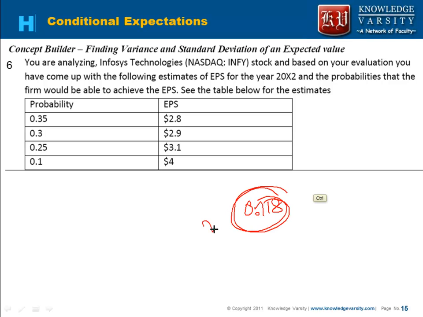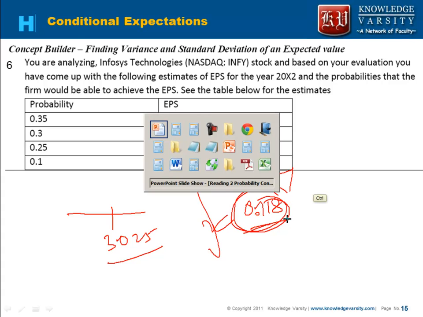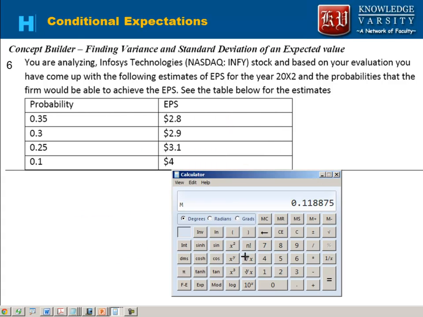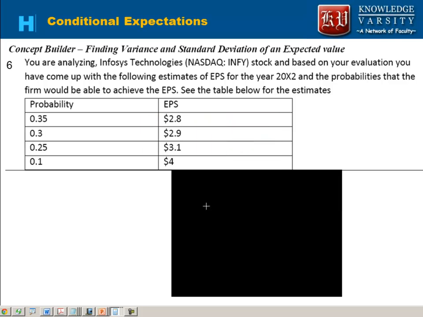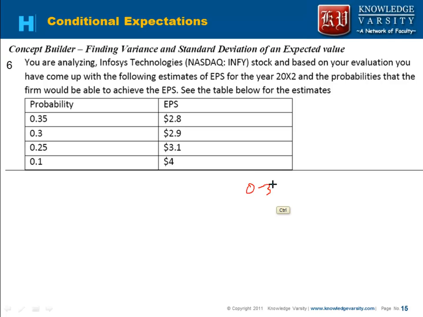So this is your variance. You are saying that the expected value is 3.025, but there is a variance of 0.118, and if you take the root, it will be your standard deviation. So you can take this root, and the standard deviation comes as 0.34. So 0.34 is the standard deviation. You can get this type of questions.